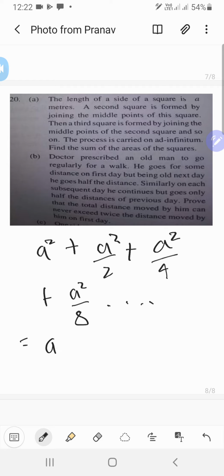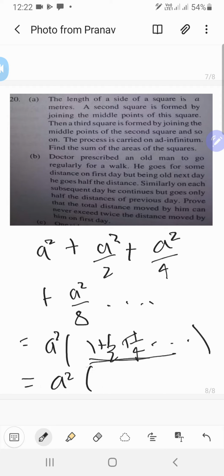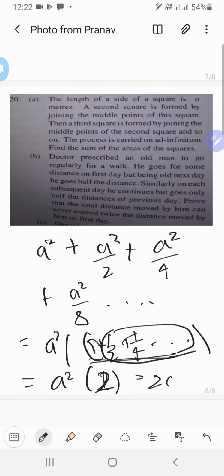So this is nothing but a squared times (1 plus half plus 1/4 and so on). I think all of you are aware of this famous geometric progression, that this sums up to 2. I mean, the 1 part sums to 1, and then the rest sums to 1, obviously. So this is 2, just 2a squared, like that.